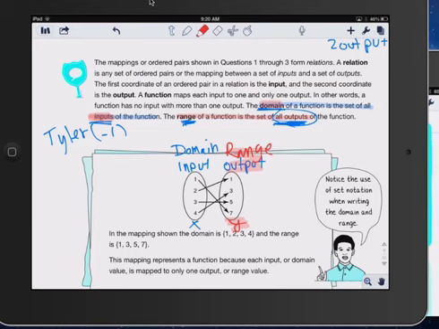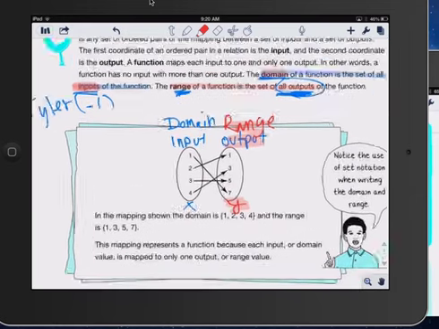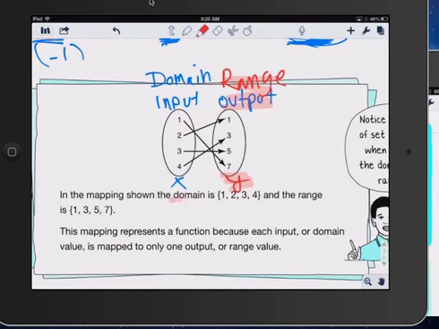Domain, input, X, all are synonyms of each other. Do you understand? Okay. So the mapping shows the domain. Domain is what variable? X. These are all the X. The range. I want you to tell each other what variable is the range.